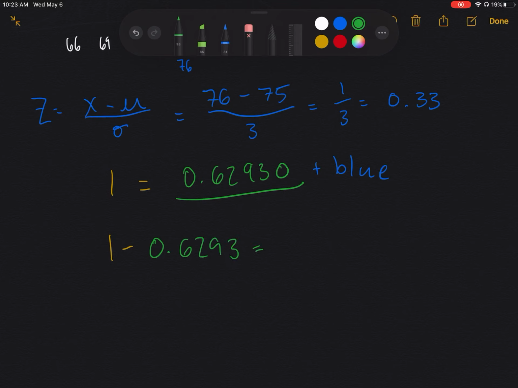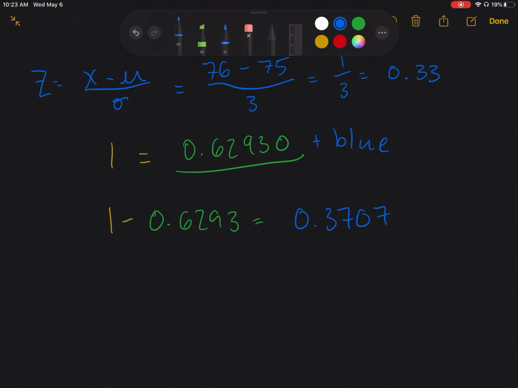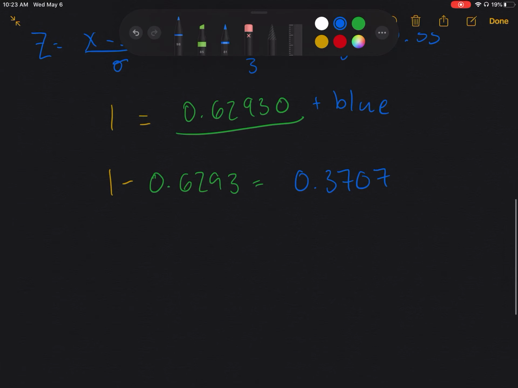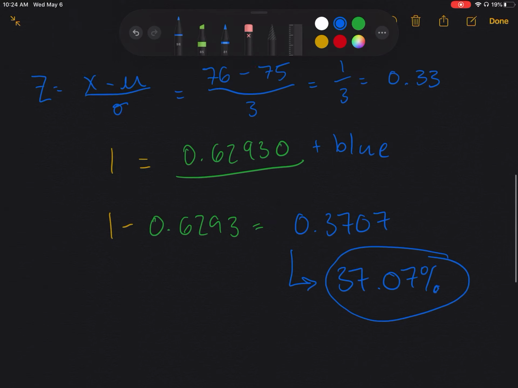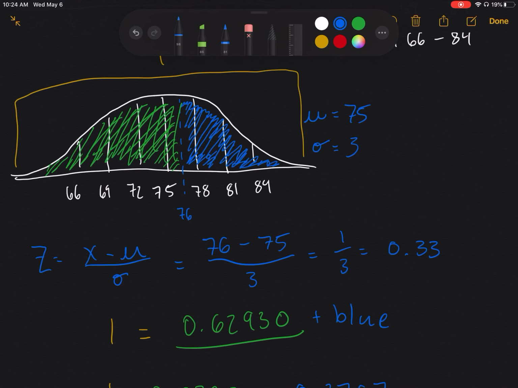And so 1 minus 0.6293 is 0.3707. Great. That's a probability, right? But presumably we prefer it to be in a percent. So to get a percent, we multiply it by 100, and that's the same as 37.07%. So you have a 37% chance of getting higher than a 76 on the quiz.